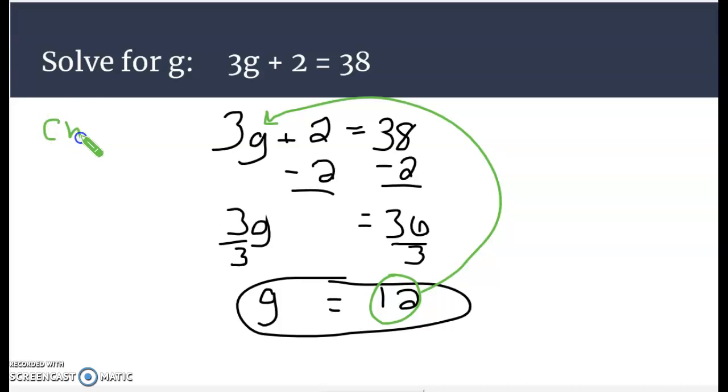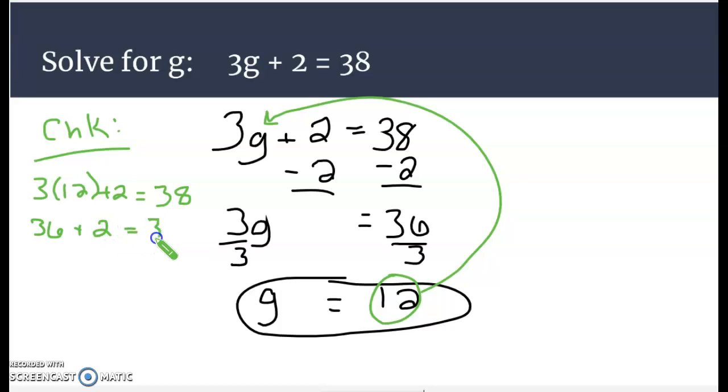Alright, so we're going to check it here. 3 times 12 plus 2 equals 38. Is that a true statement? Let's follow our order of operations here. 3 times 12 is 36. So then we have the 36 plus 2. And we can see here that 36 plus 2 is 38. And notice both sides of the equation are equal. 38 equals 38. So yep, this works out.